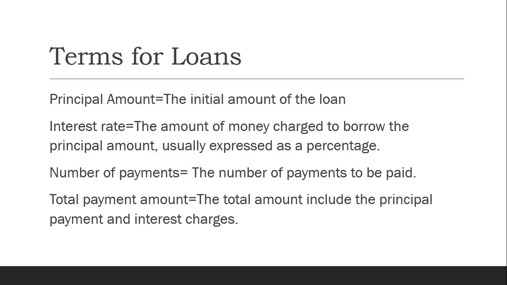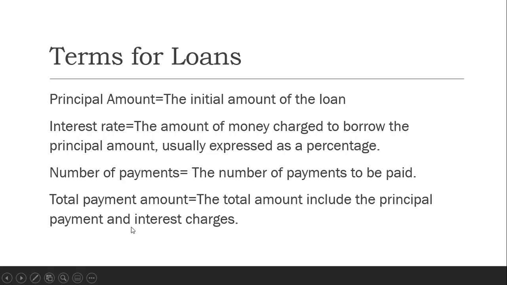Now the interest rate, this is the amount of money that is going to be charged to you to borrow that money. And it's usually expressed as a percentage. When you go to, let's say, get a car or a mortgage, you want to look around at different places. Okay, the number of payments. So this is the total number of payments to be paid. And you have to just be aware of what your term for your loan period is going to be.